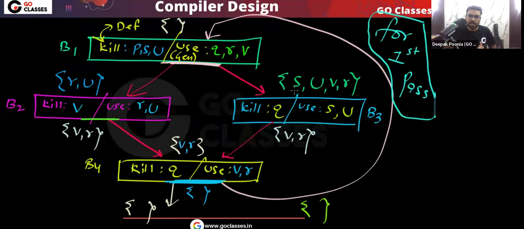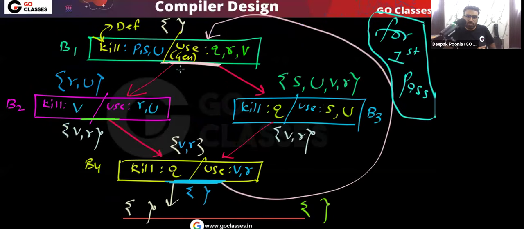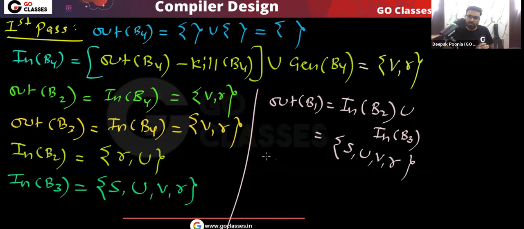RU union SUVR. So basically it will be SUVR only. That's it. So we got out of B1, that is SUVR.